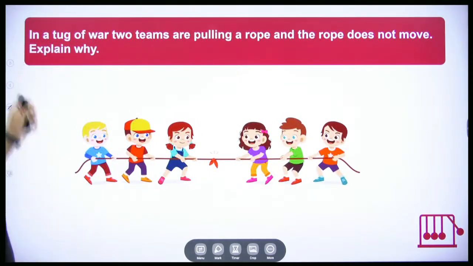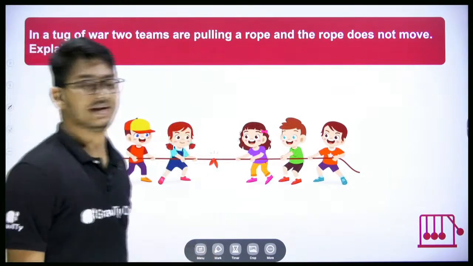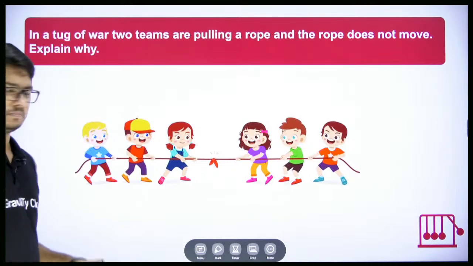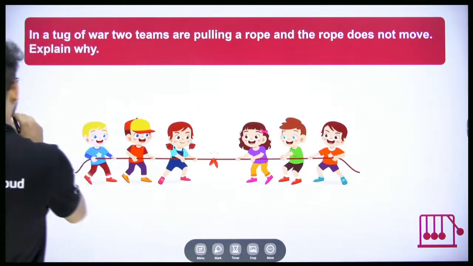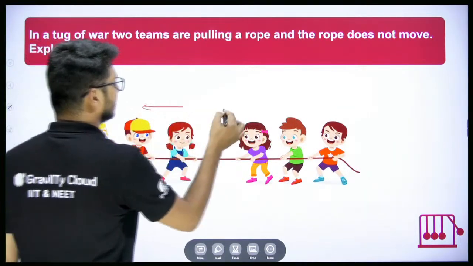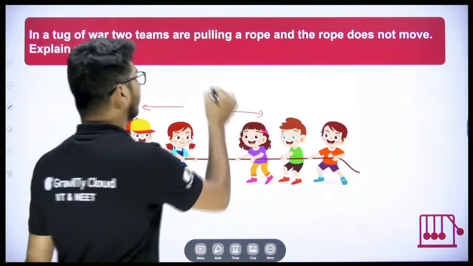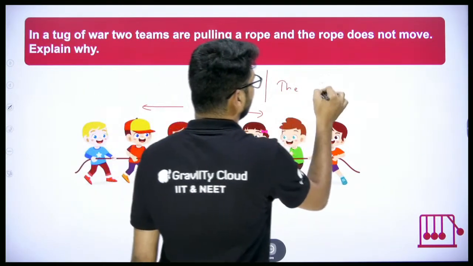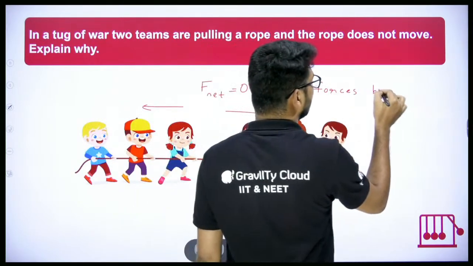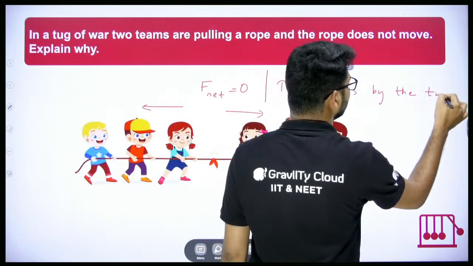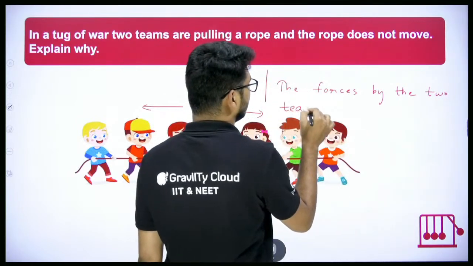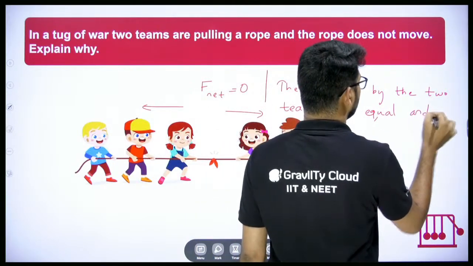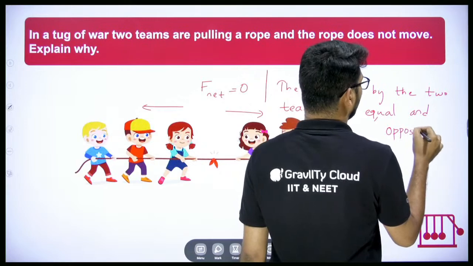Another question. In a tug of war, two teams are pulling a rope and the rope does not move. Explain why. Now why? Because it's very simple. Both the forces are equal. Net force is equal to 0. Or you can say the forces by the two teams are equal and opposite. So they cancel out. So we get net force is 0.